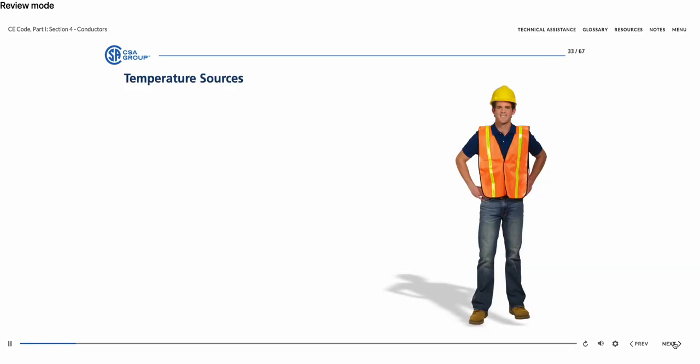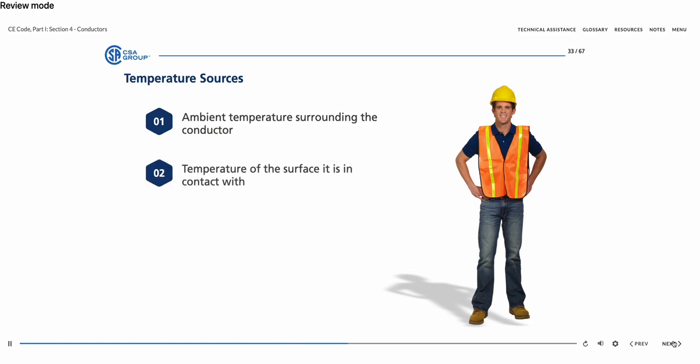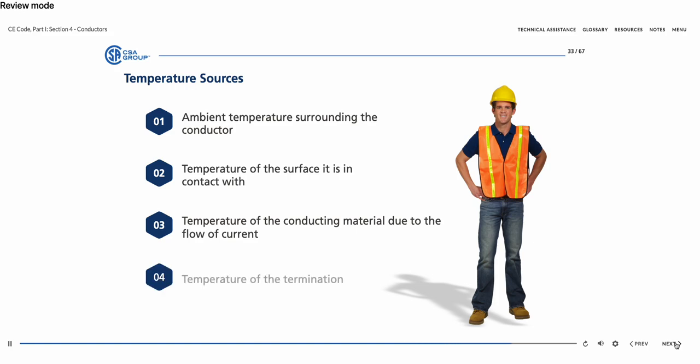Temperature rating is the maximum temperature the flexible cord is capable of being subjected to. Sources include the ambient temperature surrounding the conductor, the temperature of the surface it is in contact with, the temperature of the conducting material due to the flow of current, and the temperature of the termination.